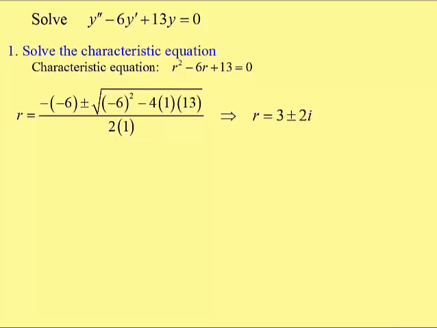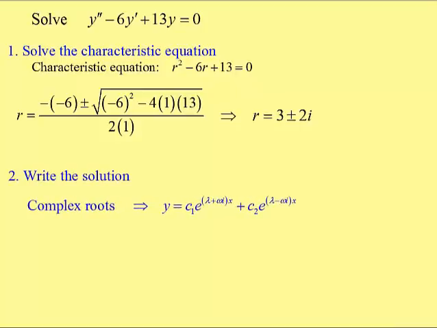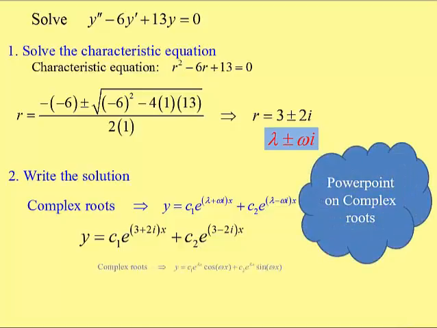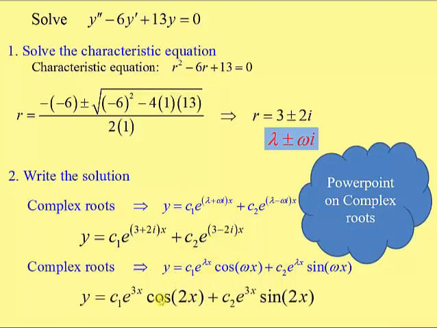There's our complex roots. Now, in the format that I gave you and in your textbook, the 3 and the 2 are referred to by the lambda and omega. A's and B's are fine, whatever you want to call them. The idea here is to write this without complex numbers. We would write, and I'll show you that in a different PowerPoint, the C1 e to the 3x, there's the 3, and cosine of 2x, there's the 2.